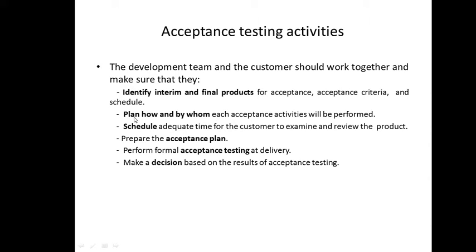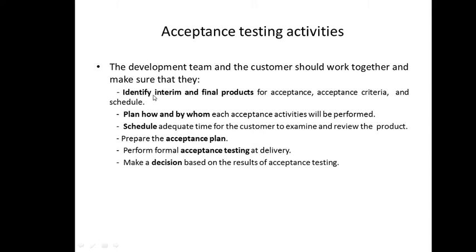Once the planning is done, we prepare a schedule, with adequate time for the customer to examine and review the product. Since the customer has to perform this testing finally, we have to give him proper time for that, right? So this is the schedule which is meant for the end users so that they can examine and review the product. Then prepare the acceptance plan. Then perform acceptance testing at delivery, the final testing, and make a decision based on the result of acceptance testing.